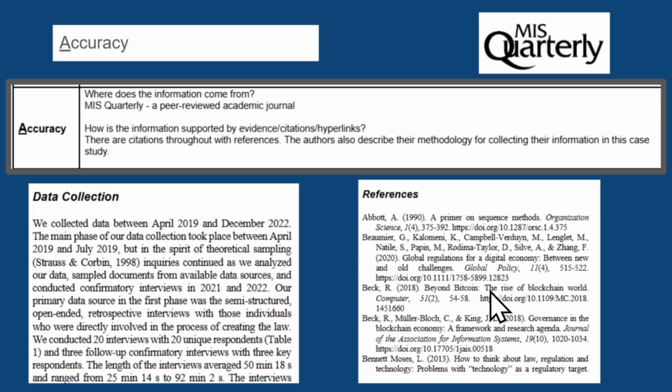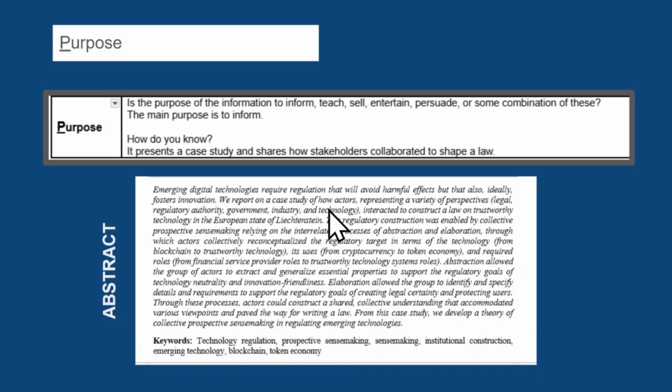For accuracy, you'll enter where the information came from. This would be the specific journal, book, or website. So here I just entered MIS Quarterly, a peer-reviewed academic journal. Then I explain how the information in the source is supported. Credible sources will cite their sources or include links or footnotes and endnotes. In this example, I can see that the author cited their information in text, explained how they collected their data, and included a reference section at the end.